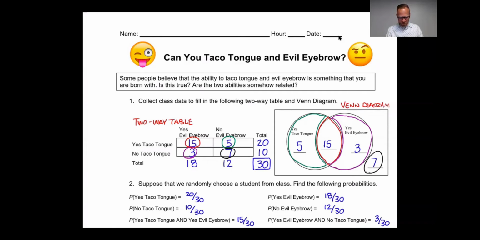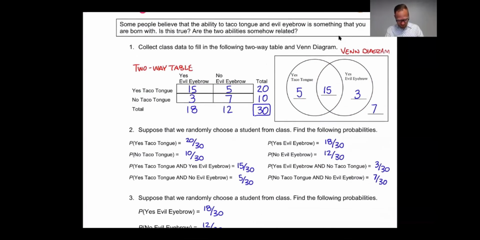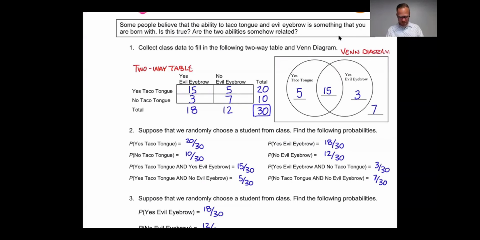Now let's see if we can use the two-way table and the Venn diagram to answer some questions about probability. So for number 2, probability of yes, taco tongue. Well, there's a couple of different ways we can handle this. Yes, taco tongue, we can just look at the total of that row there. Or within the Venn diagram, yes, taco tongue is this whole circle.